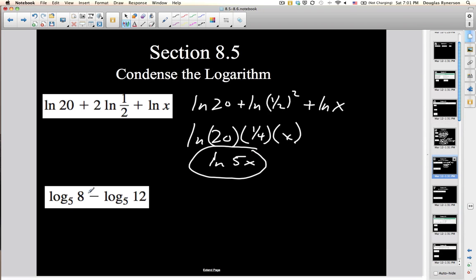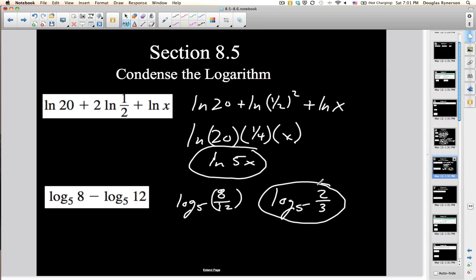Okay, again, subtraction is going to become division. This is going to be log base 5 of 8 divided by 12. And I want to simplify the 8/12, so this is going to be log base 5, by factoring a 4 out of that, of 2/3.